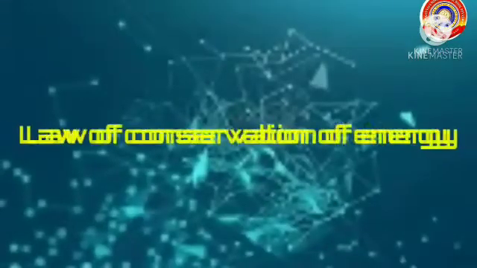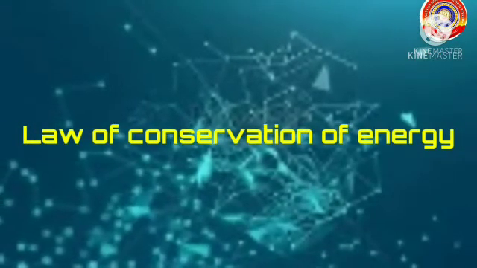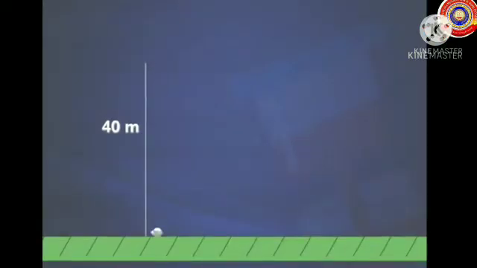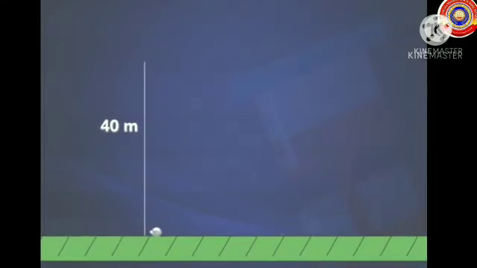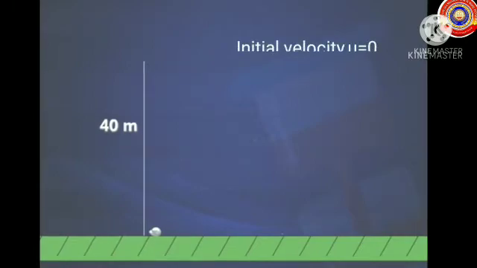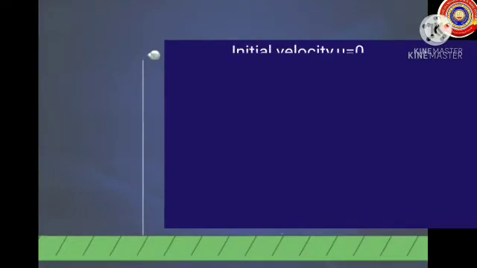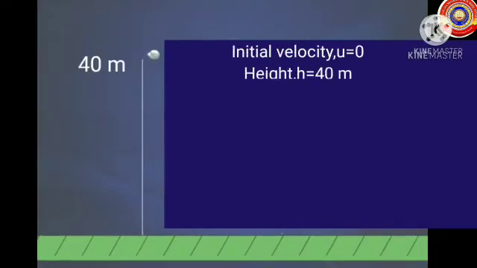In the previous video, we studied different types of energy, and today we are going to learn about the law of conservation of energy. So let's start. Students, you can see a stone of mass 2 kg falling down from a height of 40 meter. As it falls down, its speed increases by 10 meter per second. That is, here the acceleration of the stone is 10 meter per second square.